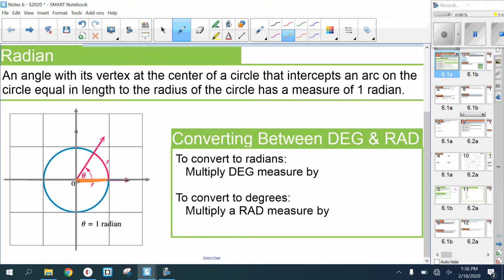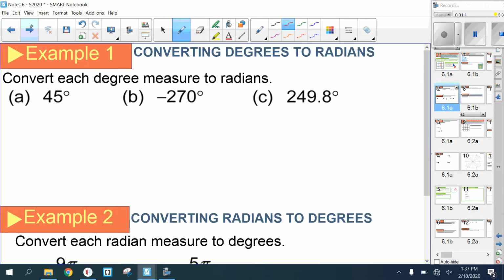Converting between degrees and radians. To convert to radians, multiply your degree measure by pi over 180 degrees. To convert to degrees, multiply by 180 over pi. So examples 1 and 2 are conversion problems. Convert each degree measure to radians.